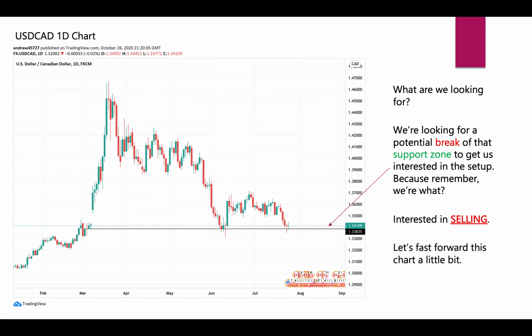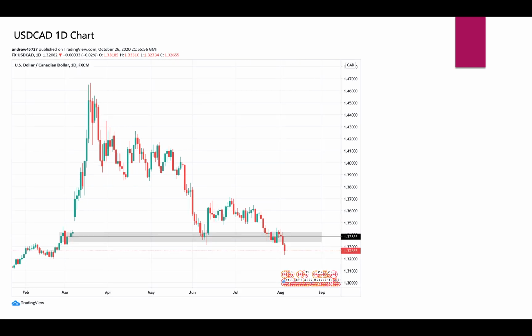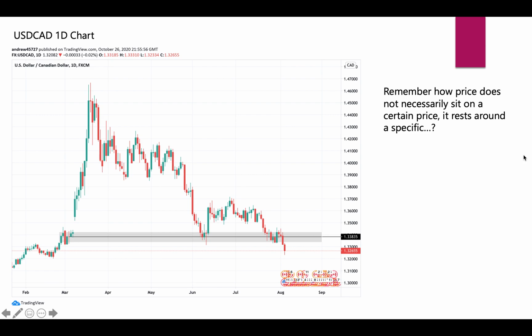So we're going to fast forward this chart just a little bit, okay? So remember how price does not necessarily sit on a certain price. So what I mean here, market price, this little bit here. It doesn't necessarily sit on a certain price. It rests around a specific what, guys? Now, if you watch my videos, you'll know the answer to this. It sits around a specific zone, okay? You can see I've mapped out both here, because my level, you can see with this black line, was good until this sort of mumbo jumbo happened over here. However, I mapped out a zone.